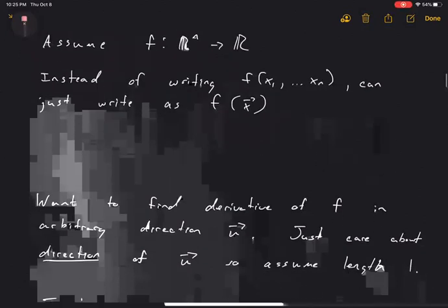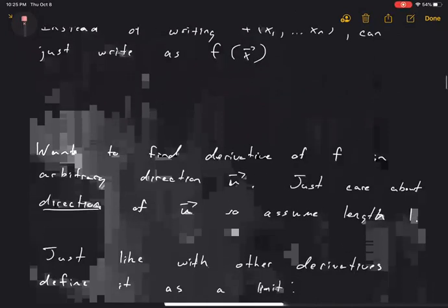Now we want to find the derivative of f in some arbitrary direction u, this vector u, and really u is just telling us a direction. Its magnitude is not really factoring into what we're doing. So to keep everything simple, whenever we're finding a derivative in some direction of a vector, that vector is going to be a unit vector. So let's assume that this vector u is a unit vector, so it has length 1.